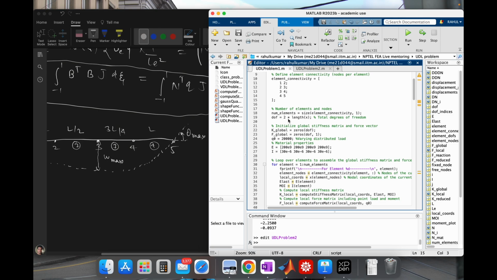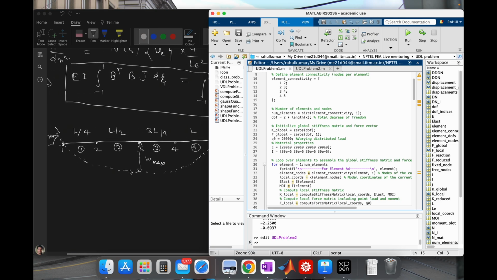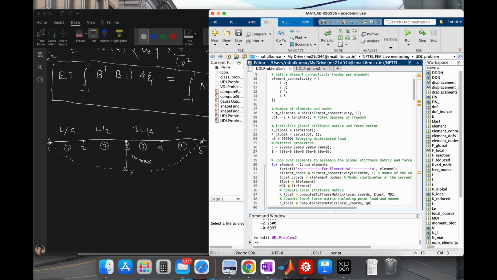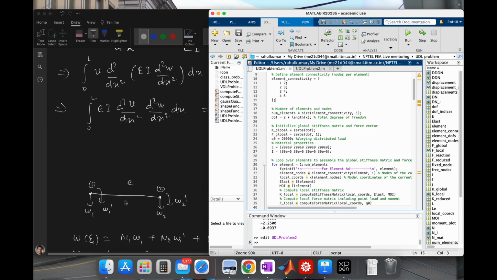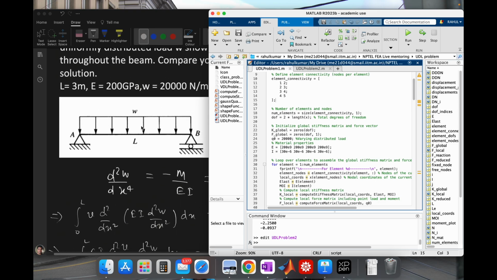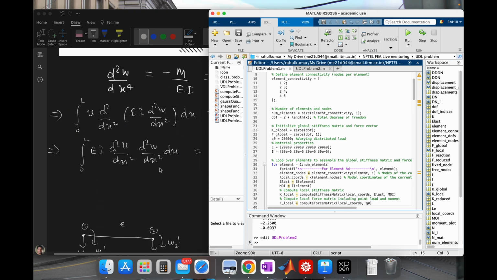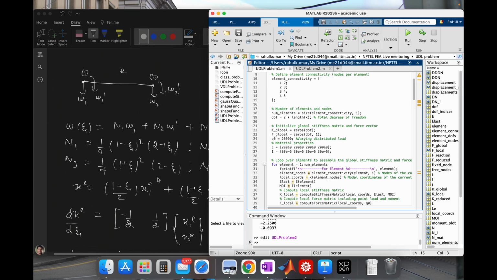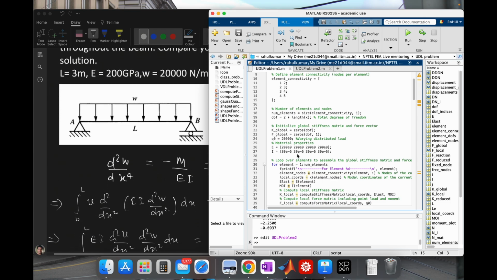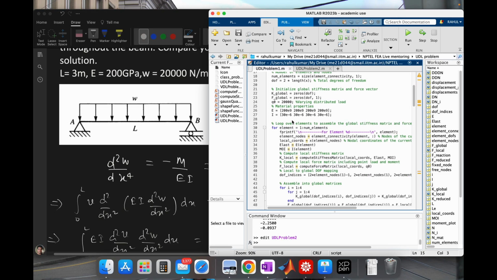This is the degree of freedom. We already know that for each node we have to take 2 degrees of freedom. One is vertical displacement, which is nothing but the deflection, and the second one is the slope. And this is the K global, which I have initialized with all elements 0, F global, and this is the Q naught. Q naught is nothing but the UDL load, that is 20,000. Here I have written it as Q. All elements have the same modulus of elasticity and the same moment of inertia.